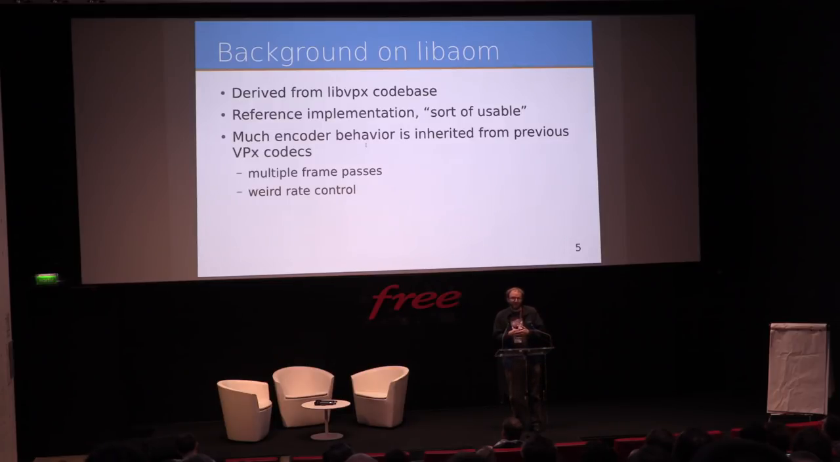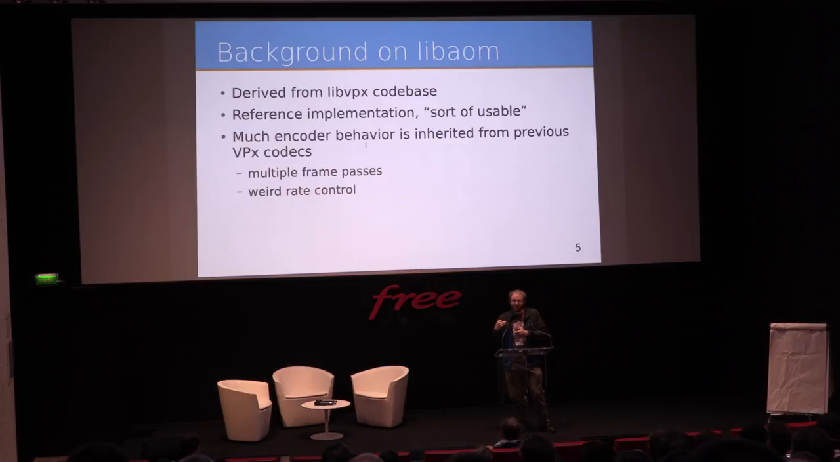Some background on libAOM and why we are writing rav1e rather than just making libAOM better. One of the problems with libAOM is it's derived from the libvpx code base, so it has a lot of vpx legacy code in it. The reference implementation is usable, right? I made a bunch of 1080p encodes for the IBC demo last week with libAOM, and you can do it. And I think all the YouTube deployments right now are using libAOM. But it's very slow. It's hard to work on because a lot of the decoder and encoder behavior is derived from the old VPX codecs, and AV1 has changed a lot since those codecs, so it does a lot of things that we don't have to do. For example, it does multiple passes through the frame, and it does an approximation for the costs of each symbol.